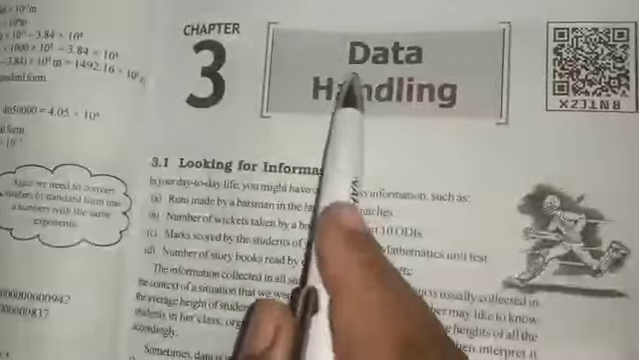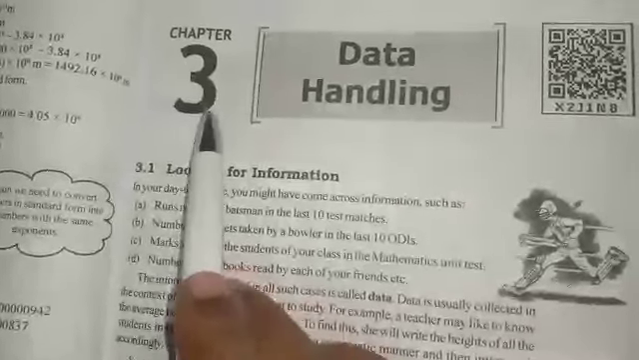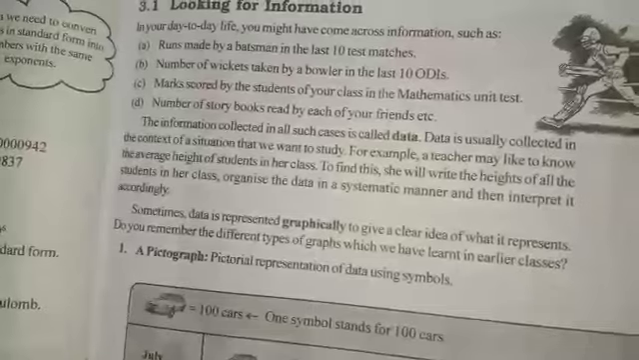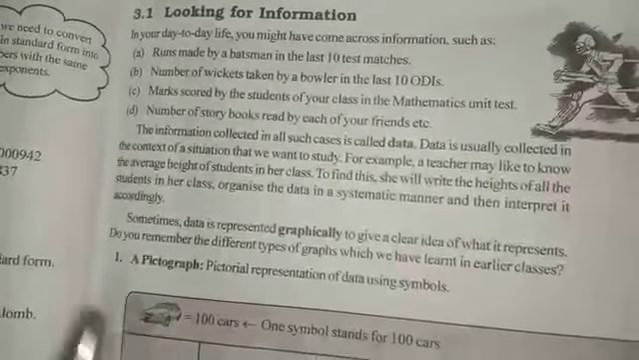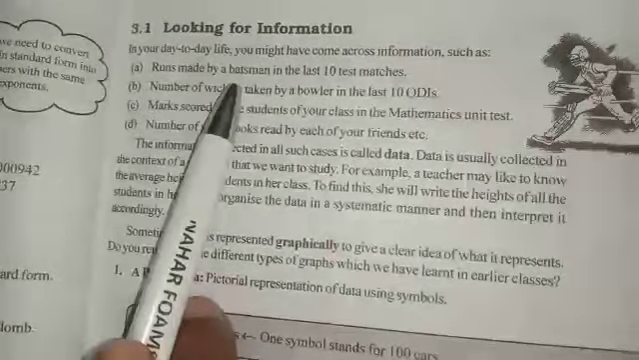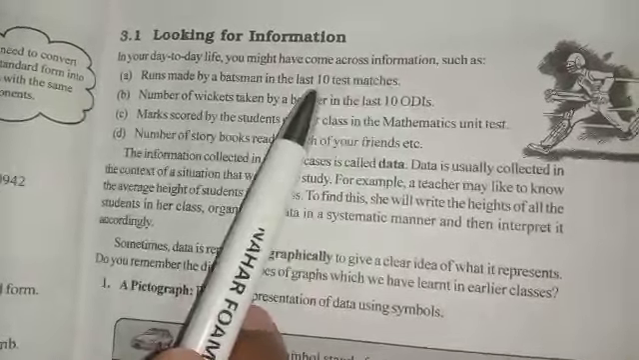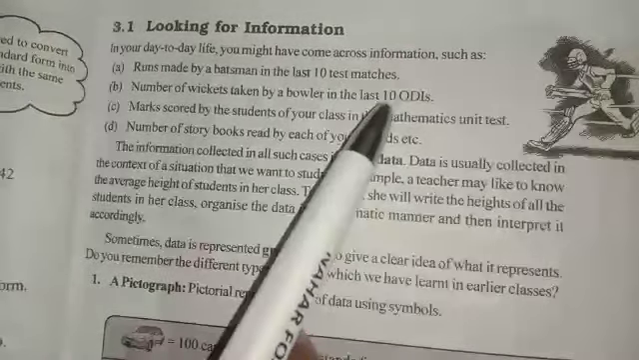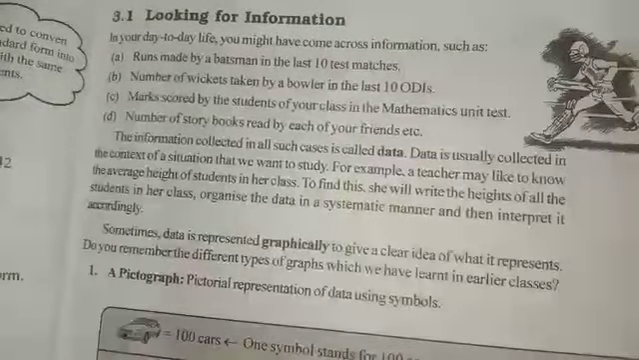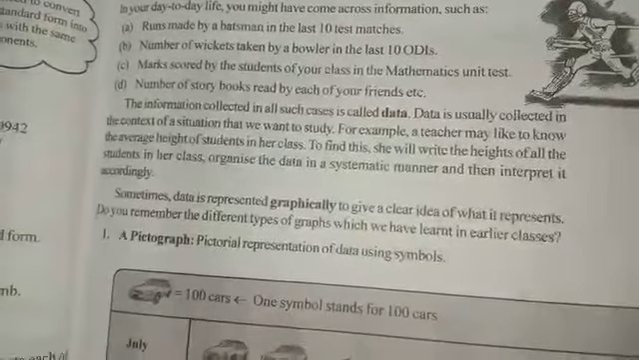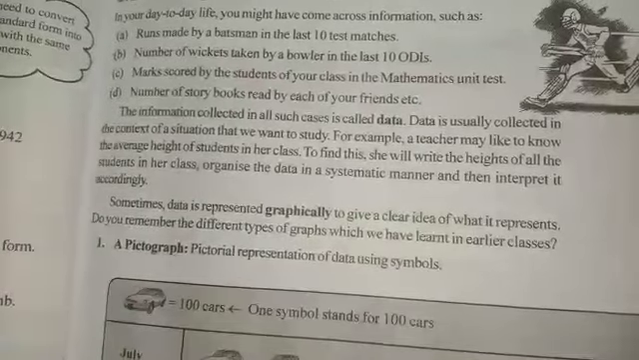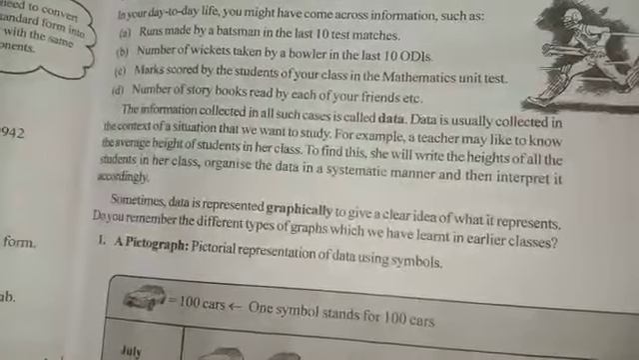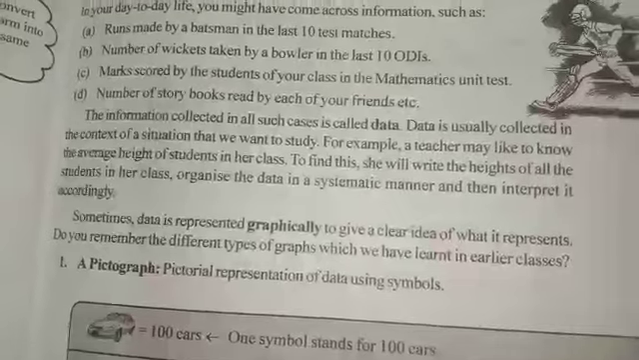Today's topic is data handling, chapter number 3. In our life, we'll see some information, like runs made by a batsman in the last 10 test matches. The information collected in all such cases is called data. So data can be shown as a clear picture graphically.